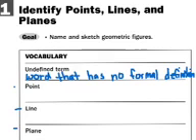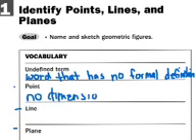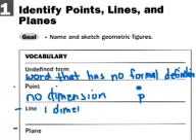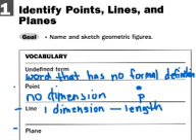A point, it has no dimension. It is represented by a dot. And it usually has a letter by the dot. So this would be point P. A line has one dimension, and that dimension is length. It's represented by a line with two arrowheads. And that means it goes on forever.